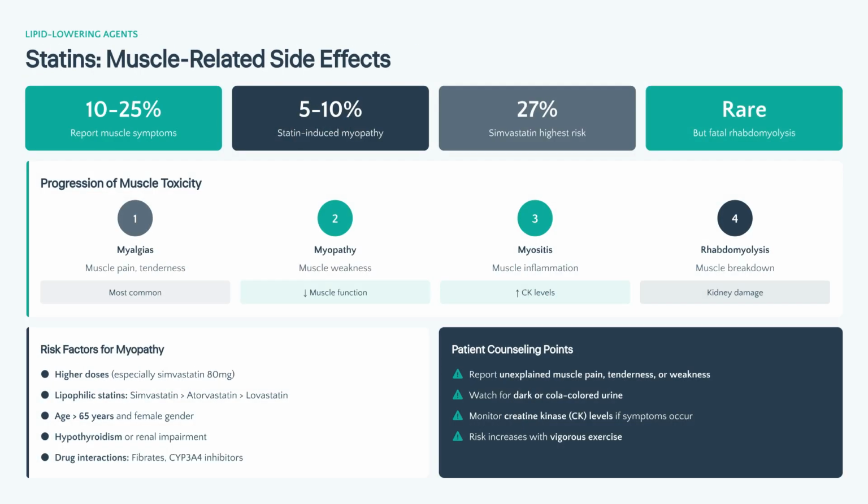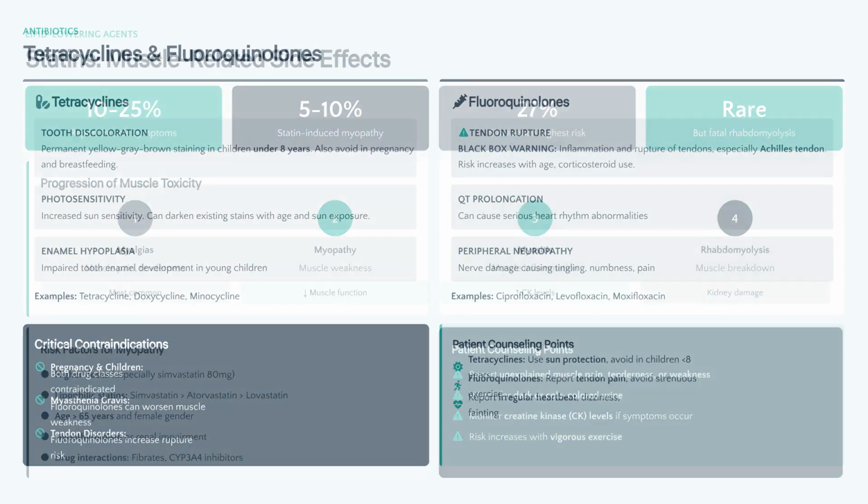Statins carry a risk of muscle toxicity, which progresses from myalgias to rhabdomyolysis, a rare but fatal breakdown of muscle tissue leading to kidney damage. High doses, especially simvastatin 80 milligrams, and drug interactions with fibrates increase this risk.